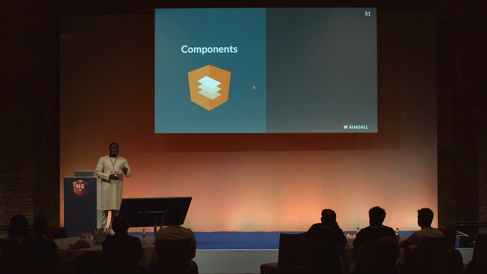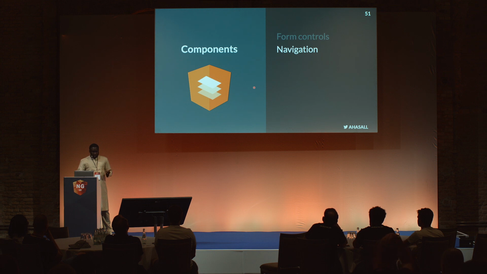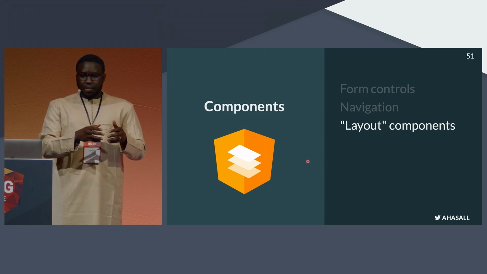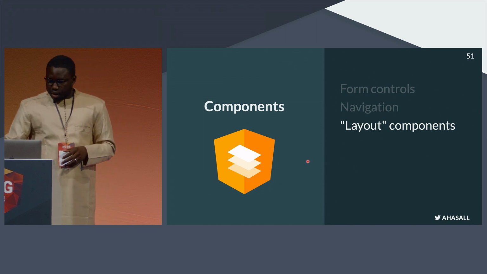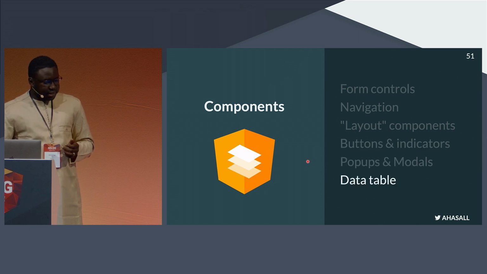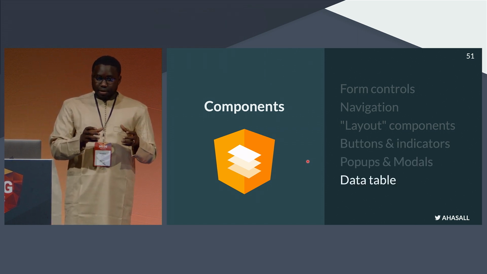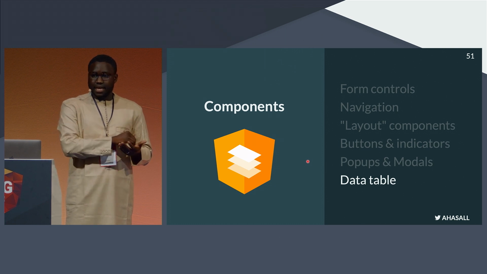So next, we have the Material components. And the Material components are built upon the CDK. So we have things like form controls, navigation elements, layout elements. I don't like the term layout, so by layout, we are talking about cards and things like that. We have buttons, pop-ups, and data table. And like I said, the Material Design data table under the hood uses the CDK data table.